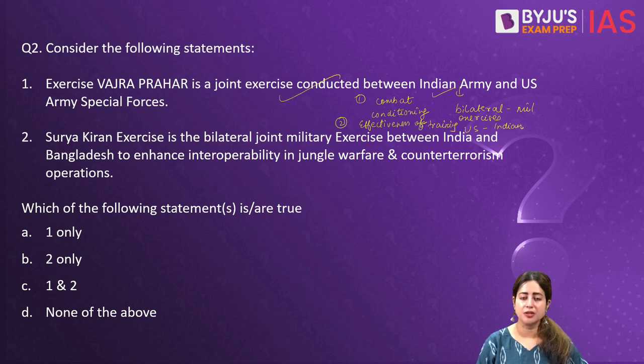The second statement talks about another exercise called Surya Kiran. It says this Surya Kiran is a bilateral joint military exercise between India and Bangladesh. The purpose is to improve interoperability in jungle warfare, in forest ecosystem, and counter-terrorism operations. There is something incorrect about this statement. And yes, you're right, it is actually a bilateral joint military exercise, but between India and Nepal.